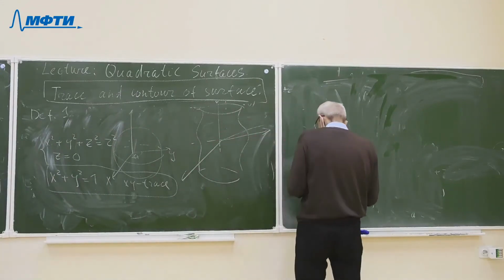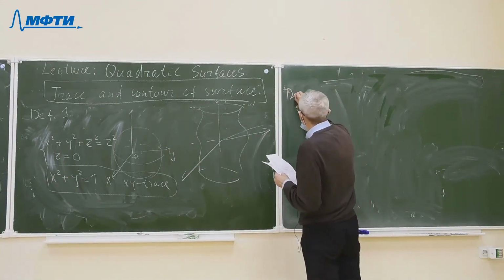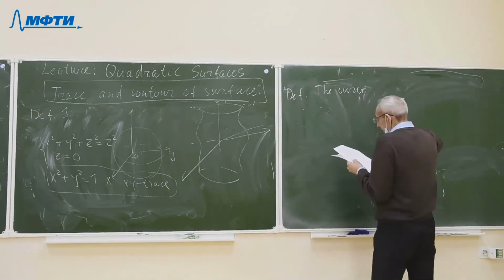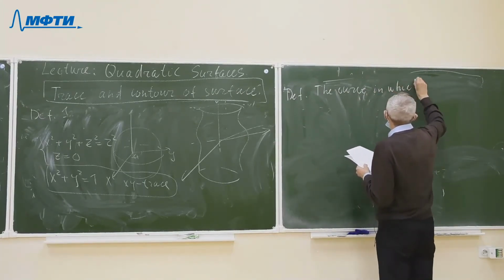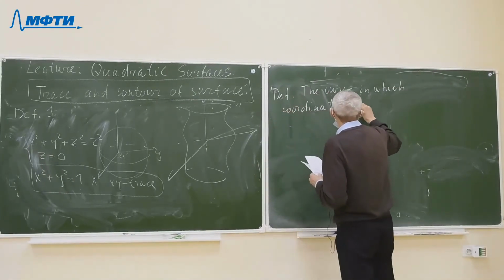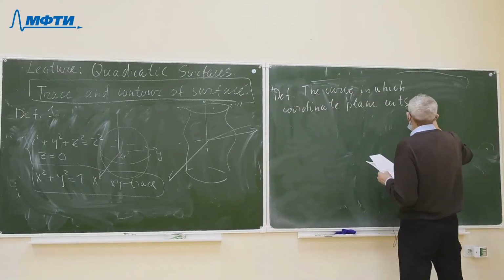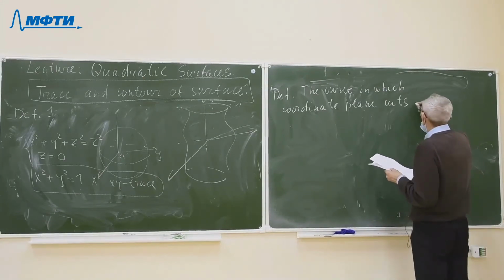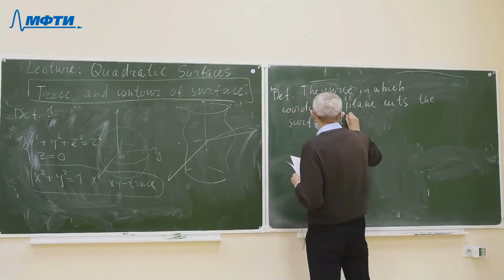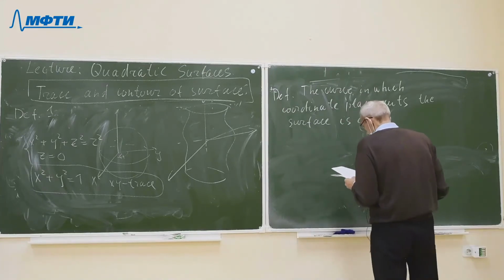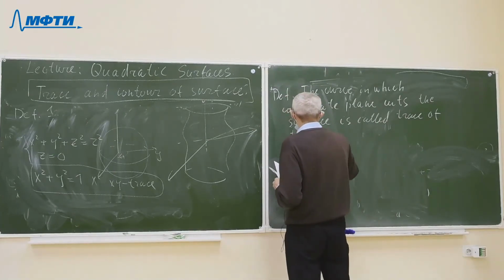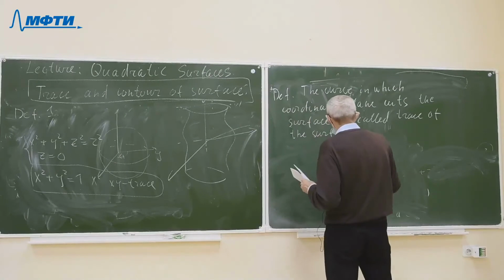The definition: the curve in which the coordinate plane cuts the surface is called the trace of the surface.